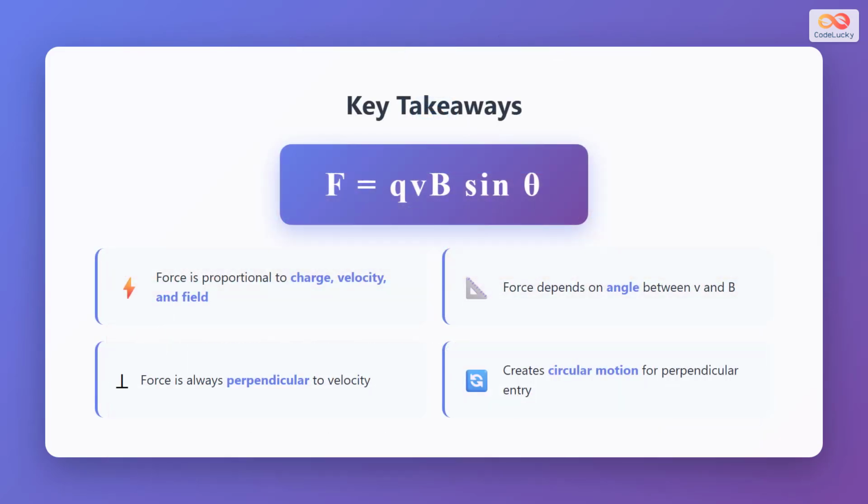Let's summarize the essential points about magnetic force on moving charges. The force follows the formula F equals qvB sine theta, showing it's proportional to charge, velocity, and magnetic field strength. The force magnitude depends on the angle between velocity and field vectors. Most importantly, the force is always perpendicular to velocity, which creates circular motion when particles enter magnetic fields perpendicularly. This fundamental principle governs the behavior of charged particles in magnetic environments throughout the universe.